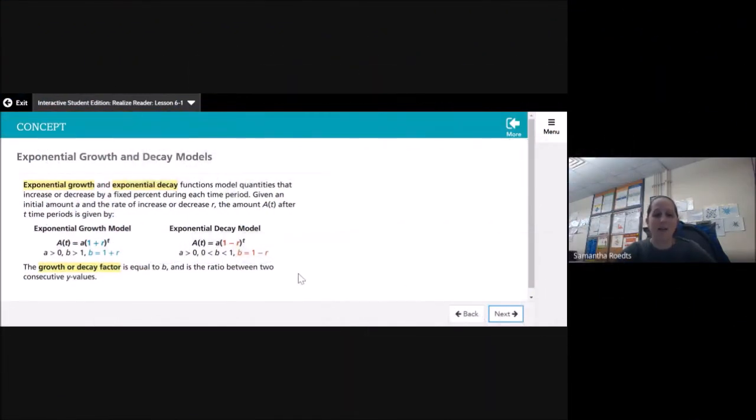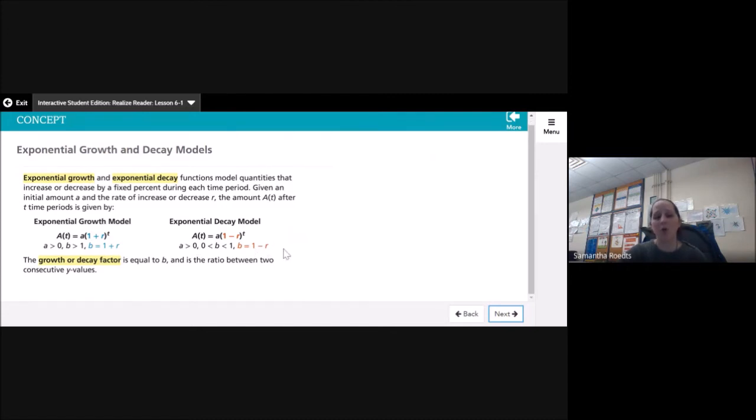All right, so concept, exponential growth and decay models. Exponential growth and exponential decay functions model quantities that increase or decrease by a fixed percent during each time period. Given an initial amount, A, and the rate of increase or decrease, R, the amount A of t after t time periods is given by an exponential growth model, 1 plus R, or an exponential decay model, 1 minus R. In this case, remember our original A times B to the x power, B equals 1 plus that value, or B equals 1 minus that value. The growth or decay factor is equal to B and is the ratio between 2 consecutive y values.